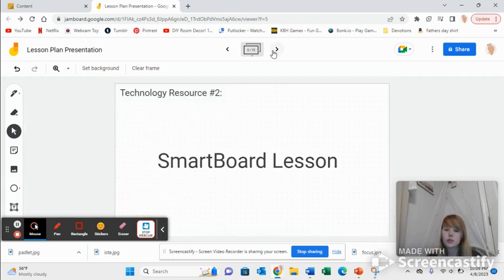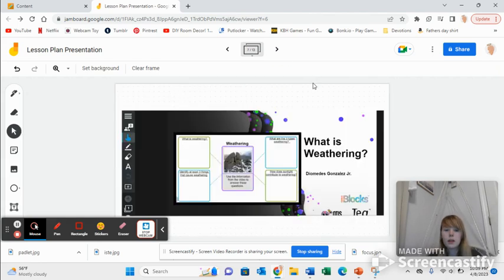The second technology resource that I will be using is the Smartboard lesson. This will help the students really engage with the other classmates. This is a Smartboard lesson that I have found that would be great to use. It has interactions, and there's different questions you can answer on it and different ways that you can type in your answers.